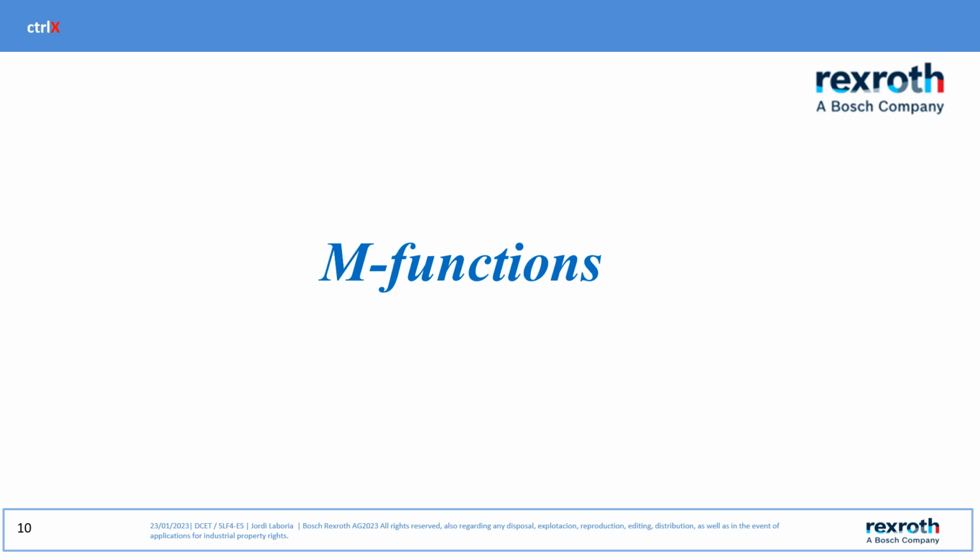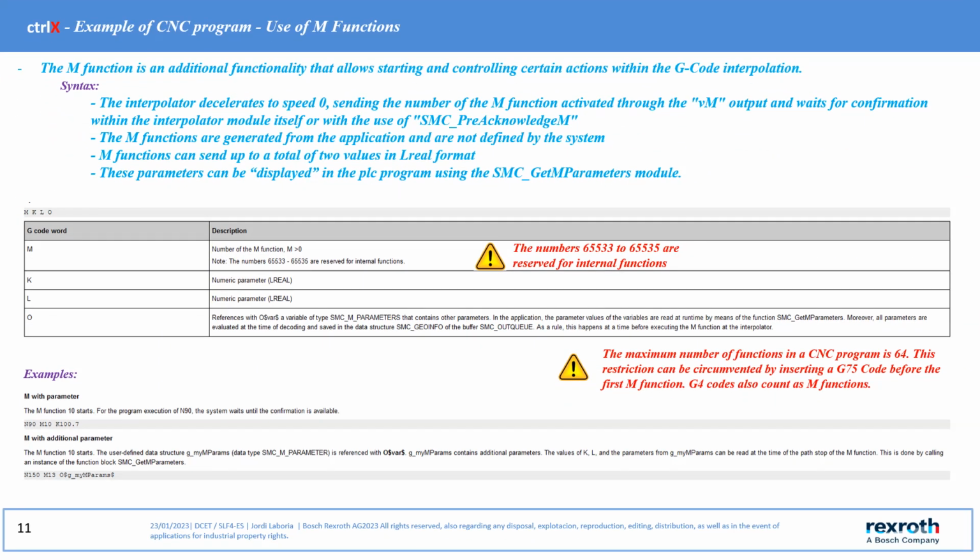M Functions. The M function is an additional functionality that allows starting and controlling certain actions within the G-code interpolation. The interpolator decelerates to speed 0, sending the number of the function activated through the output, and waits for confirmation within the interpolation module itself or with the use of SMC pre-acknowledge. The functions are generated from the application and are not defined by the system.